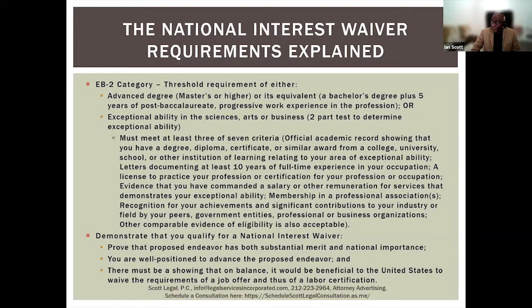So, what is a national interest waiver? Before we jump into the 3 requirements that case defines, let's talk about some threshold requirements. The national interest waiver falls under the EB-2 category. All of the employment-based green cards are listed from categories EB-1 through EB-5. EB-1 is extraordinary ability, and EB-2 is broken down into 2 different categories. One is where an employer is sponsoring you for a green card as a professional, and the other is national interest waiver.